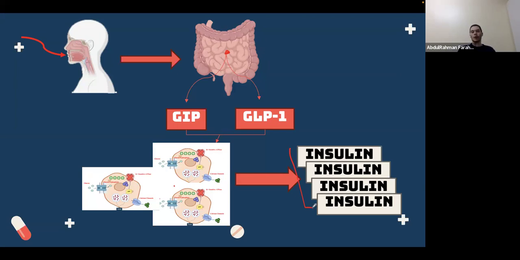That's why it's important to note that if we want to increase the amount of insulin release, we're going to give glucose orally instead of giving it IV. And that's because of the gastric inhibitory peptide and the glucagon-like peptide 1.